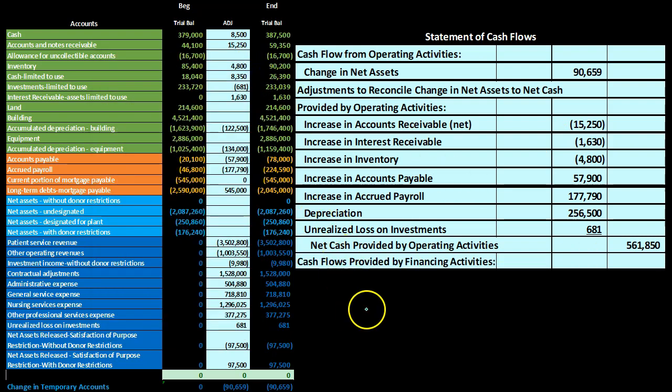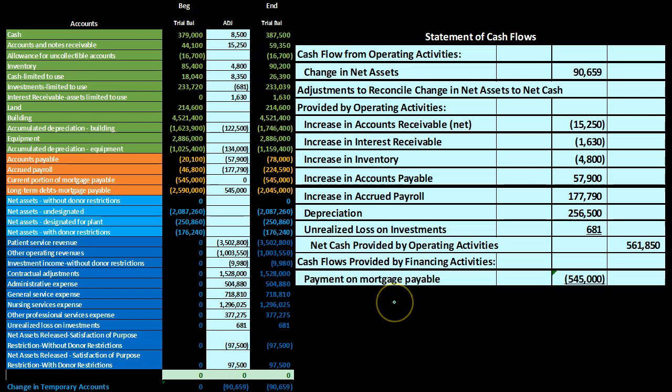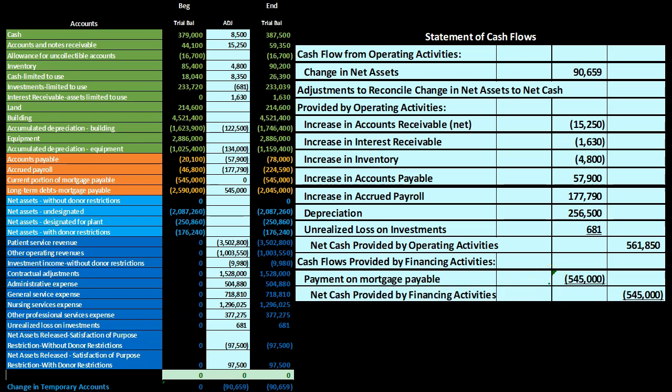And then we have the cash flows provided by financing activities, which includes the payment on the mortgage. Note we skipped investing activities because we don't have any. Usually if we purchased equipment or sold equipment, that's a common investing activity. We don't have any, therefore we go into the financing activities where we made payments on the mortgage payable. And that's shown here. Here are our beginning balances, and here are our ending balances. They decreased by the 545. And so that 545 is going to be here. And that's going to give us the net cash provided by financing activities.